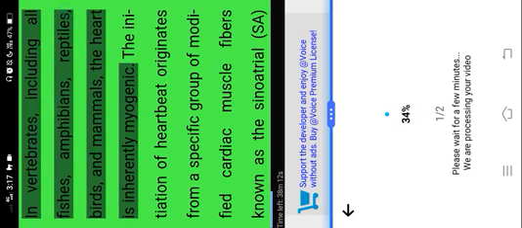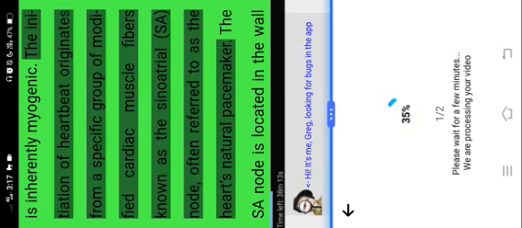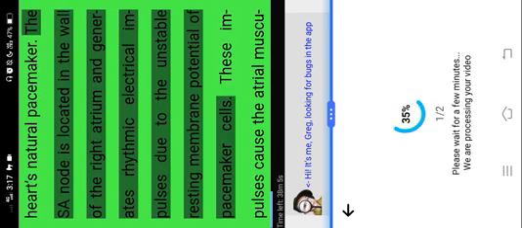In vertebrates, including all fishes, amphibians, reptiles, birds, and mammals, the heart is inherently myogenic. The initiation of heartbeat originates from a specific group of modified cardiac muscle fibers known as the sinoatrial node, often referred to as the heart's natural pacemaker. The SA node is located in the wall of the right atrium and generates rhythmic electrical impulses due to the unstable resting membrane potential of pacemaker cells.